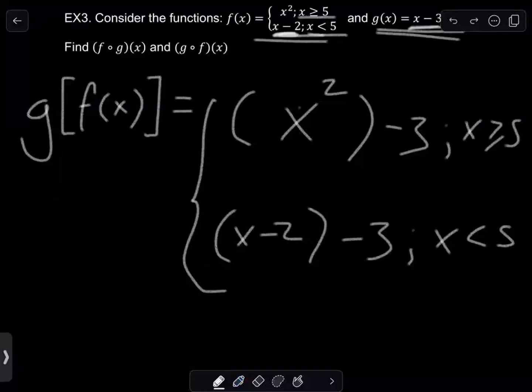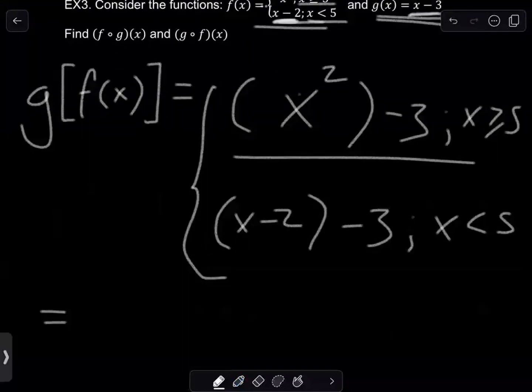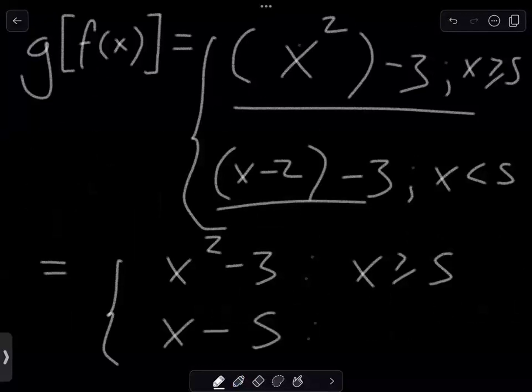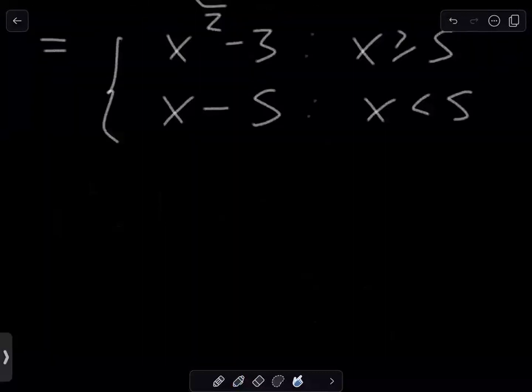Okay, and then what we can do is simplify it. So the first part will just become x squared minus 3 whenever x is greater than or equal to positive 5. And we can simplify that, x minus 5 whenever x is less than positive 5. And that's how you handle this example. Let's move on to the last one, exercise 4.